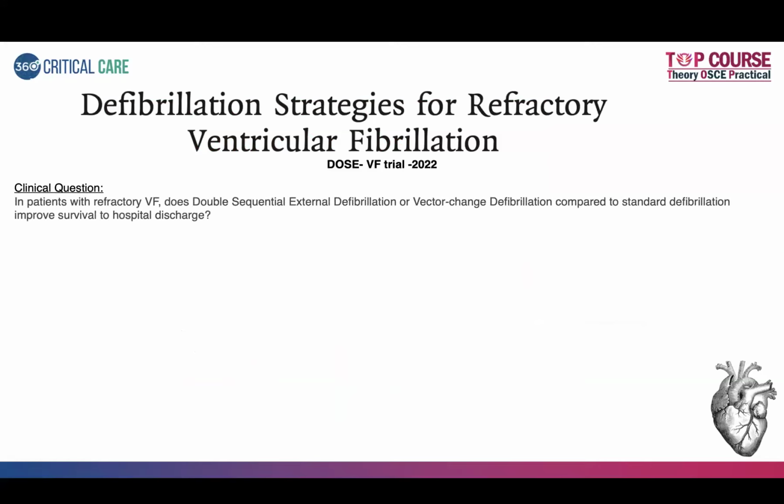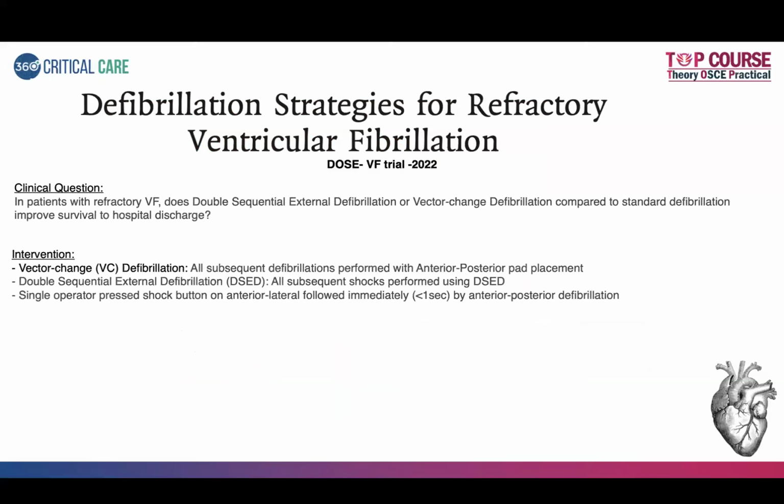defibrillation, that is antero-posterior placement of the defib pads, compared to standard defibrillation via anterolateral approach, improve survival to hospital discharge? So the interventions were vector change defibrillation, that is subsequent defibrillations were performed via antero-posterior pad placement, and double sequential external defibrillation, that is, like I mentioned in the previous slide, a single operator pressing the shock button on anterolateral followed immediately by antero-posterior defibrillation. The external pads alone were placed and then shocks were delivered, whereas the control was standard defibrillation, with the pads in the anterolateral position.